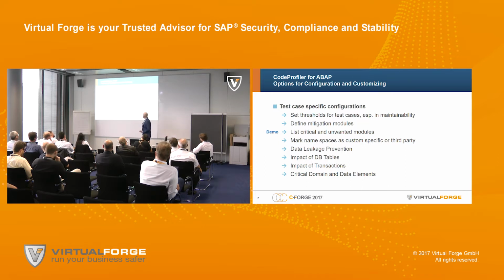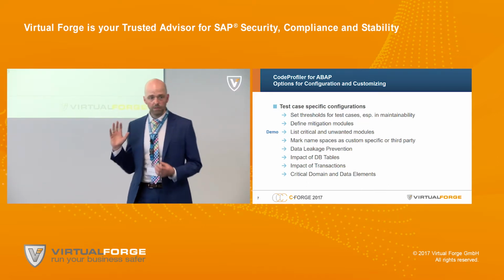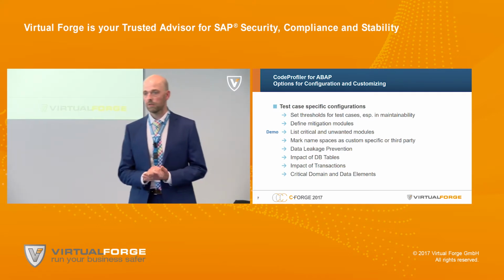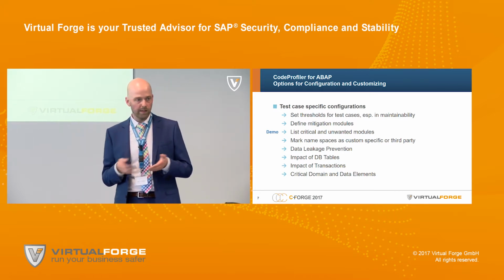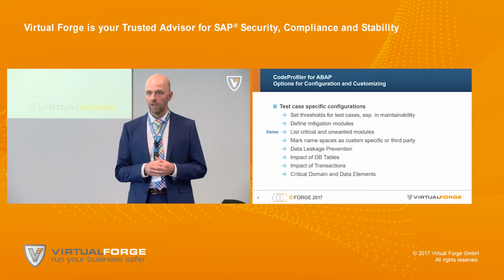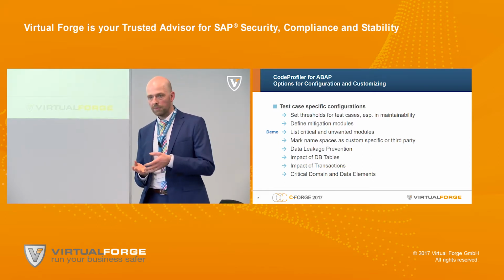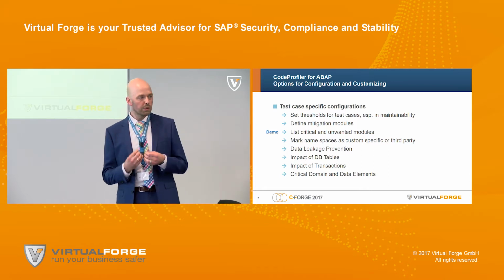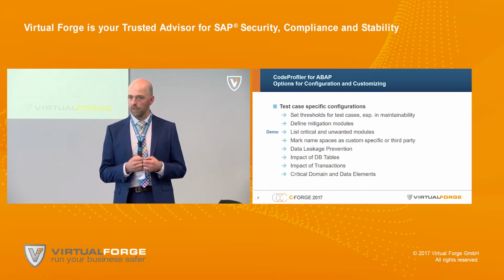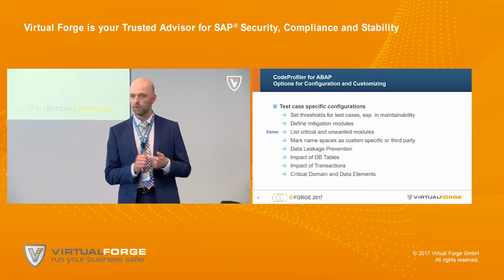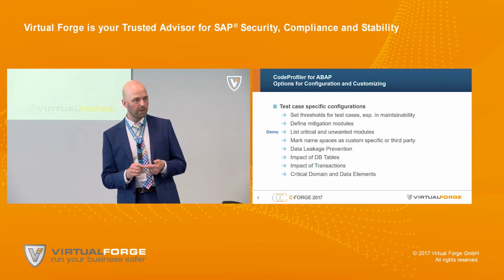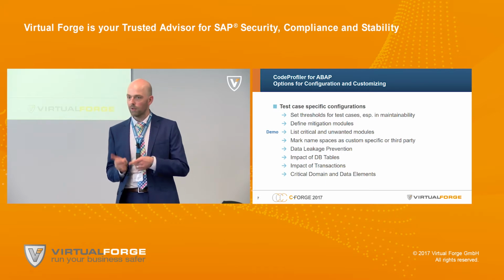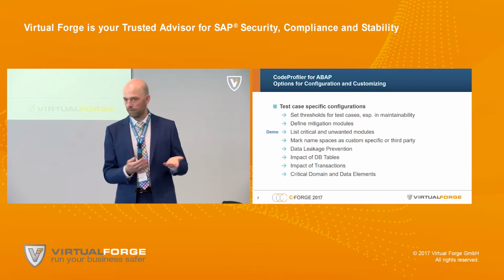Okay, what we can also do is mark namespaces as custom namespaces or third party, because if you're programming in a corporation and you reserved your own namespace like we have, for example, our /vforge, and you're responsible for that namespace, then you want to treat certain findings differently than findings which are coming from SAP or a third-party vendor, because you cannot do anything to really fix it. If you find something in a third-party vendor's software, you need to address him and say, please fix it and ship me the correction. If it's your code, you can fix it on your own.